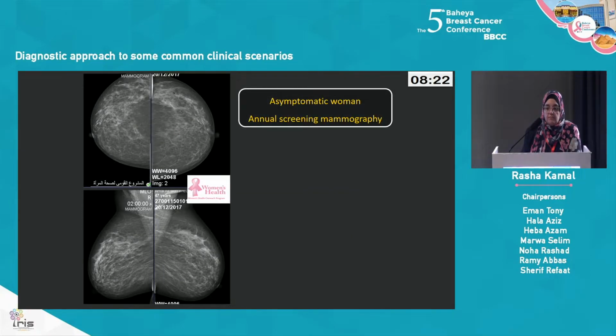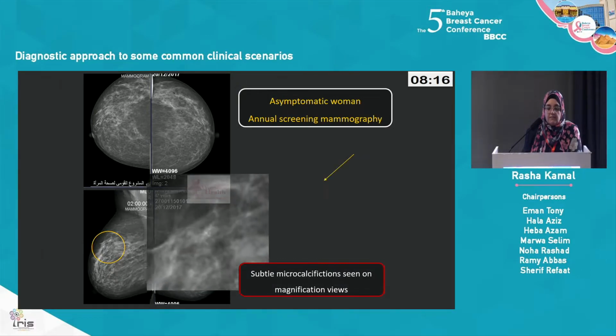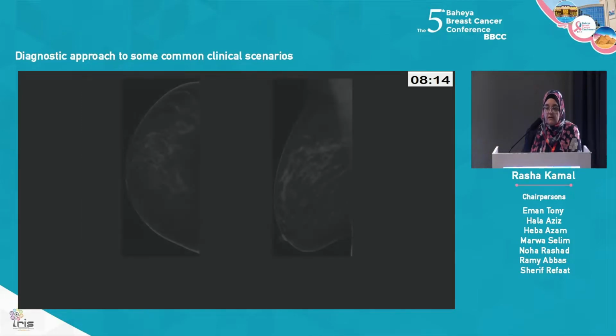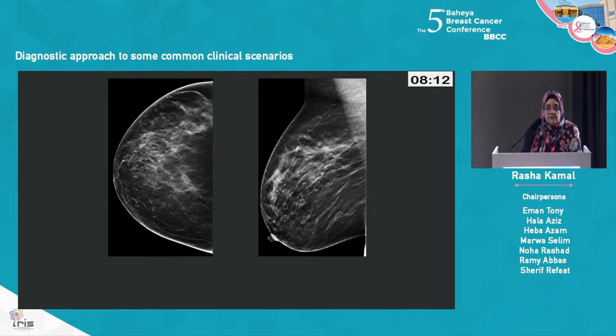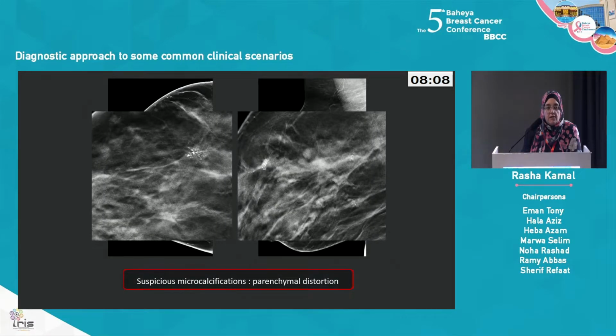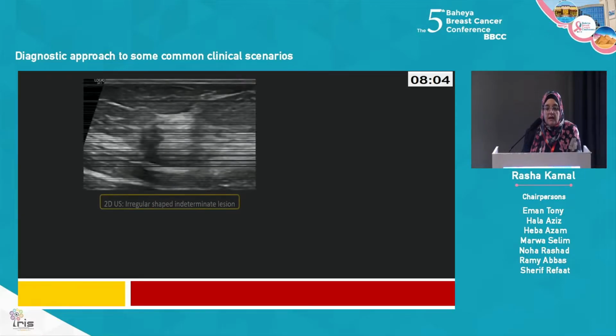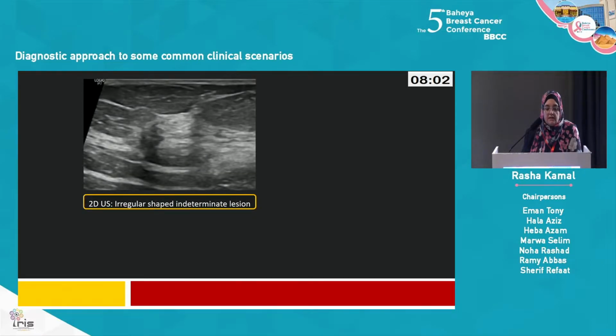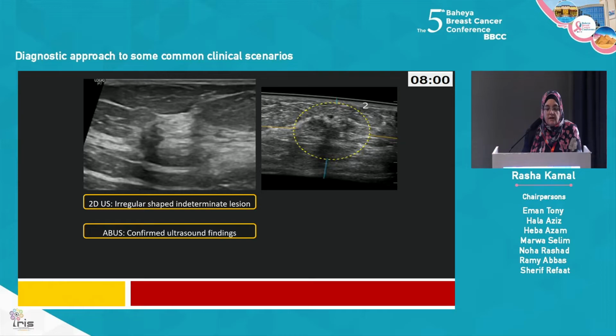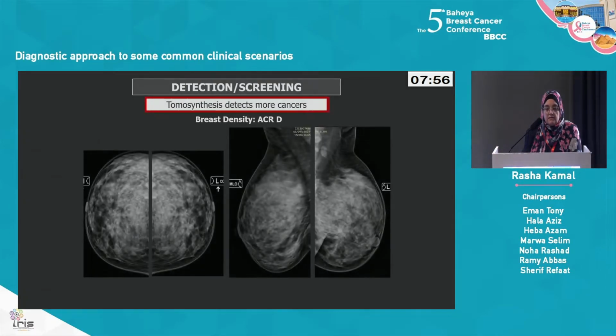This is an asymptomatic woman. She came for her annual screening mammogram. We suspected the presence of subtle microcalcifications in the left breast. This was the tomosynthesis of the same patient, and as we see, we can now see that this is a suspicious group of microcalcifications. We did an ultrasound, and an underlying hypoechoic lesion was identified. It was biopsied, and it turned out to be an invasive duct carcinoma.